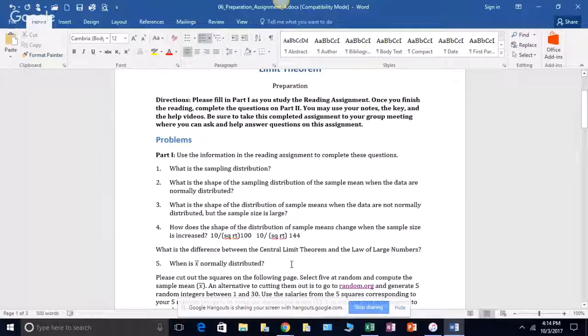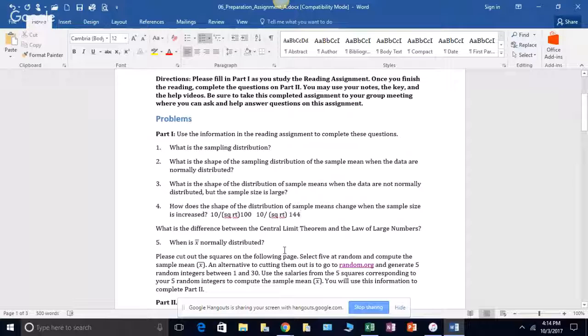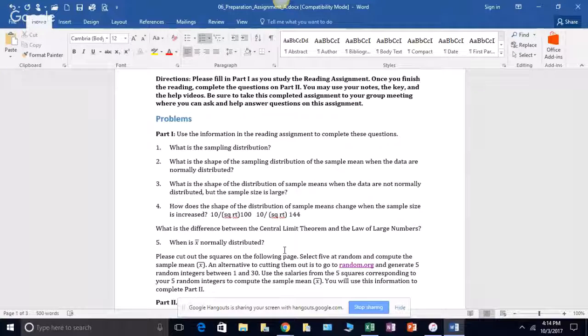Yes. Okay. All right. When is X bar normally distributed? If I'm correct, the X bar is normally distributed if the data were drawn from a normal population, or if the sample size is sufficiently large. So talking about the central limit theorem.